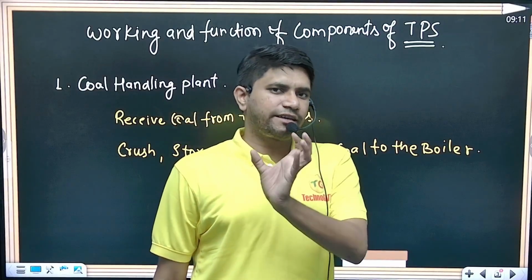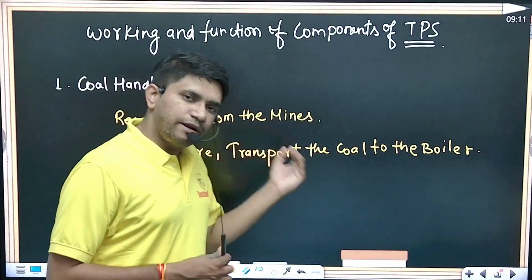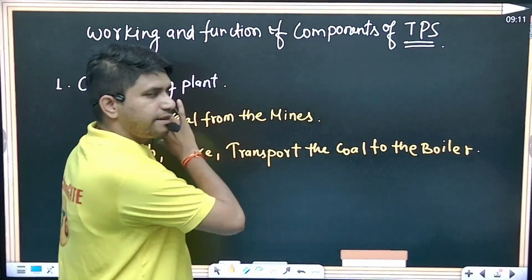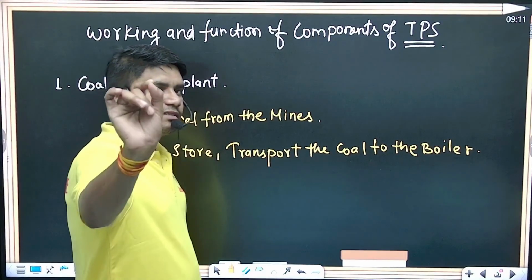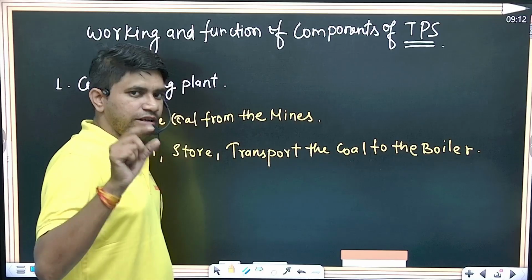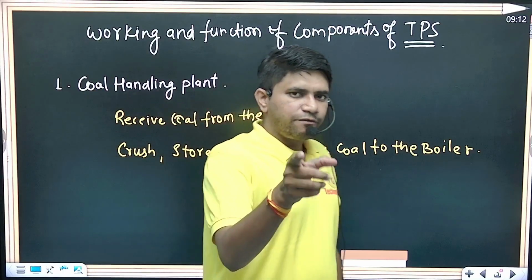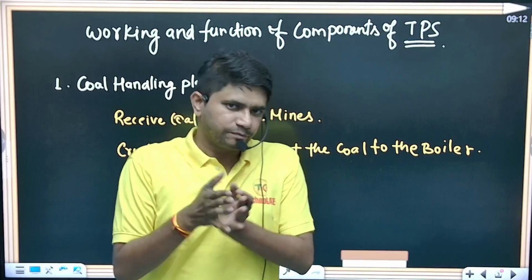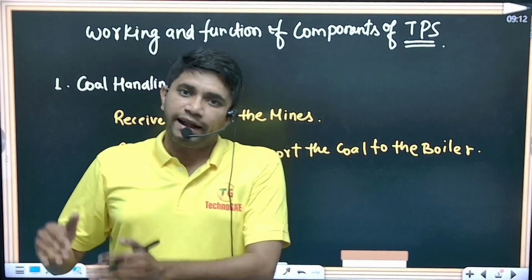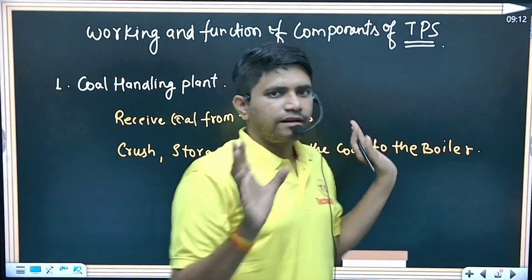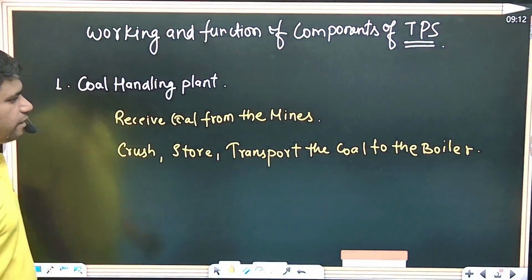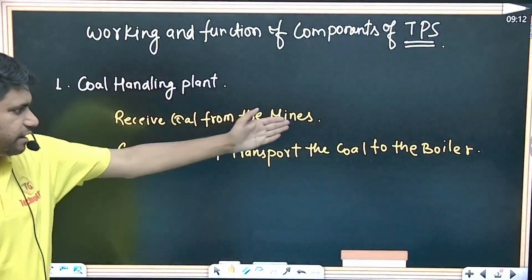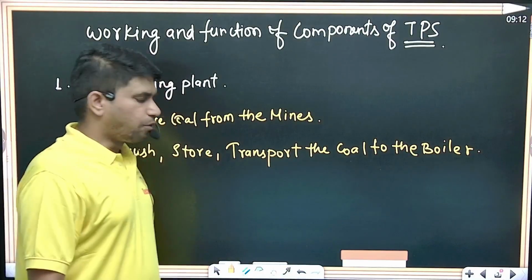So these are the basic keywords which we have understood. Elaborately we will discuss the coal handling plant having multiple parts further, but at this moment you have to know this much information, that what the coal handling plant will do. It will bring the coal from the mine to the plant. Secondly, it will crush the coal, store the coal and transport the coal to the boiler. Clear? This is the first point we have, coal handling plant. These are the key functions which you need to know.